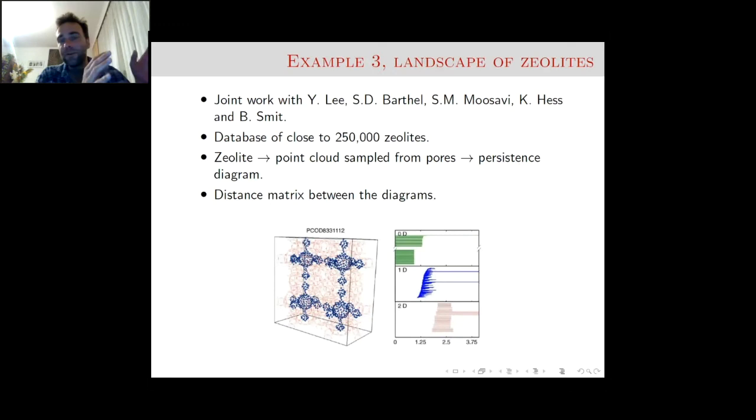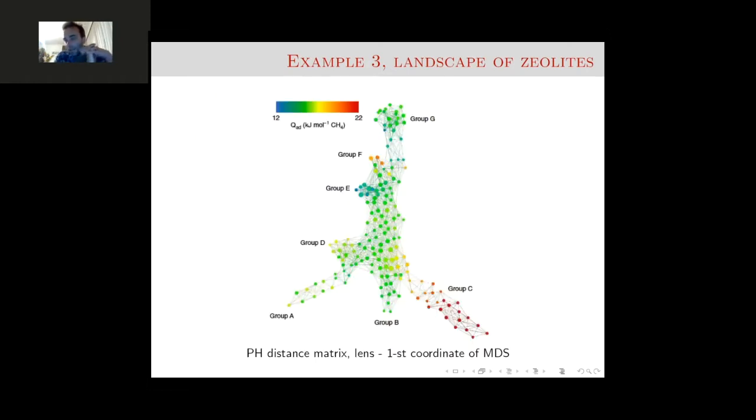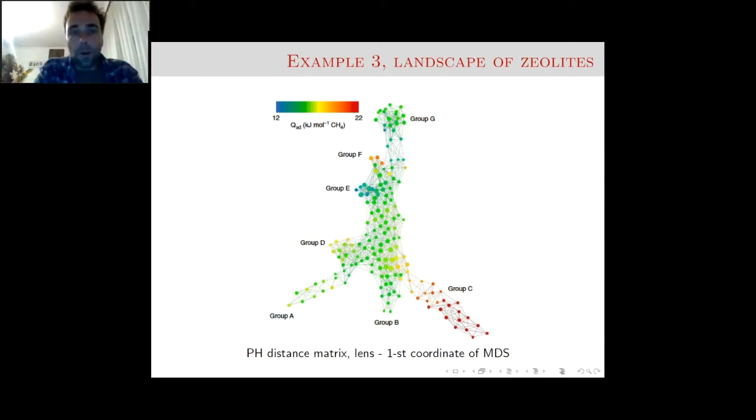So for every zeolite, we sample pores of this nanoporous structure. Using a certain number of points, we have computed persistent homology, and then we look at the distances between those persistence diagrams. We can take those distances and load them into multi-dimensional scaling, and it will tell us how the landscape of the persistence diagrams looks like, and that's the mapper graph we obtained. The coloring is coming from the heat of absorption. That's something we can ignore at the moment.